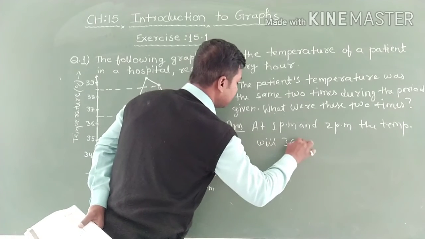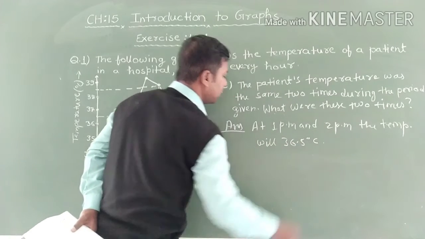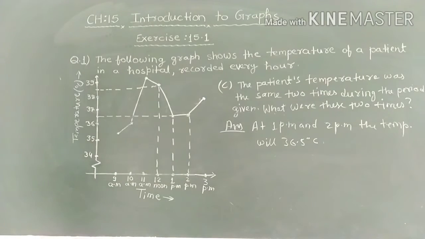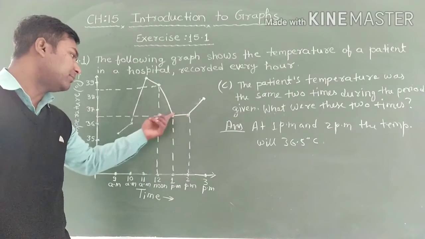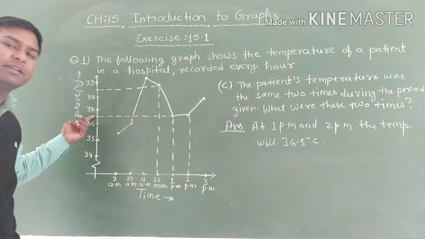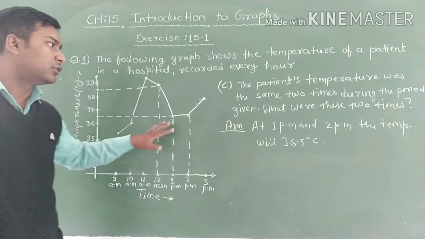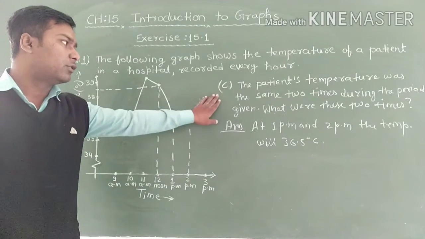The temperature will be 36.5 degrees Celsius. Now this is the answer. So at 1 p.m. and at 2 p.m. the temperature will be the same. So this is 36.5 degrees Celsius. Okay. So this was question number C.